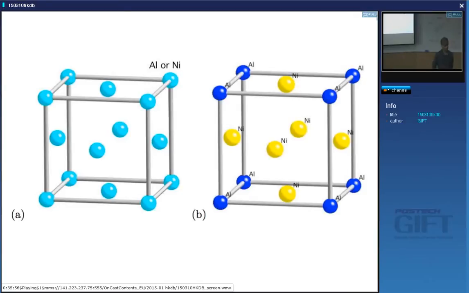So is anybody working on precipitation here in steels? What kind of precipitate? Okay, let's forget about precipitate.